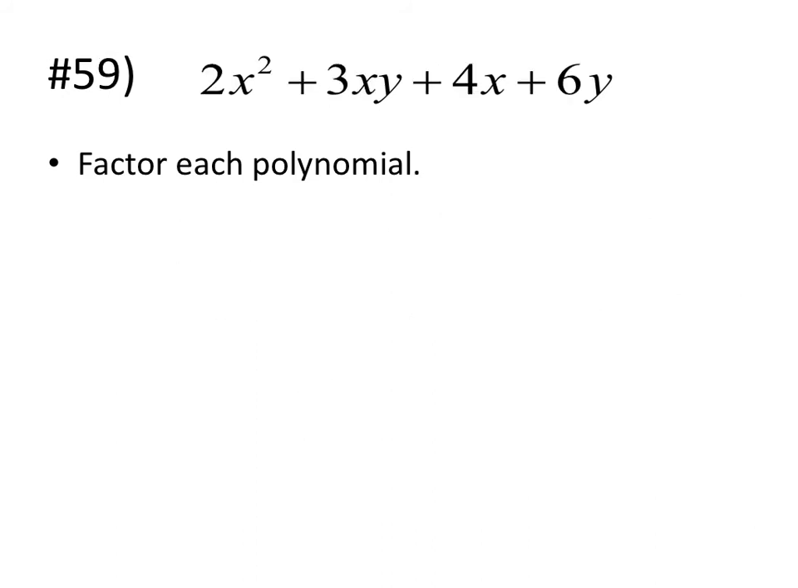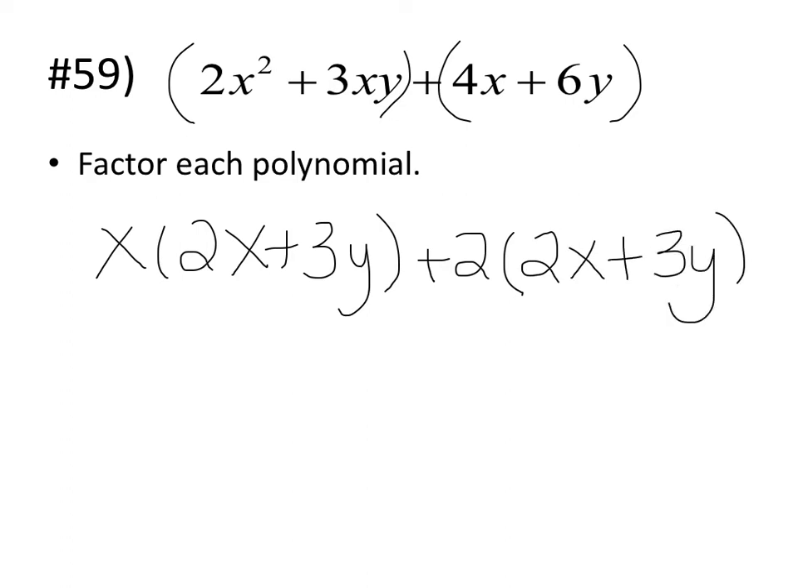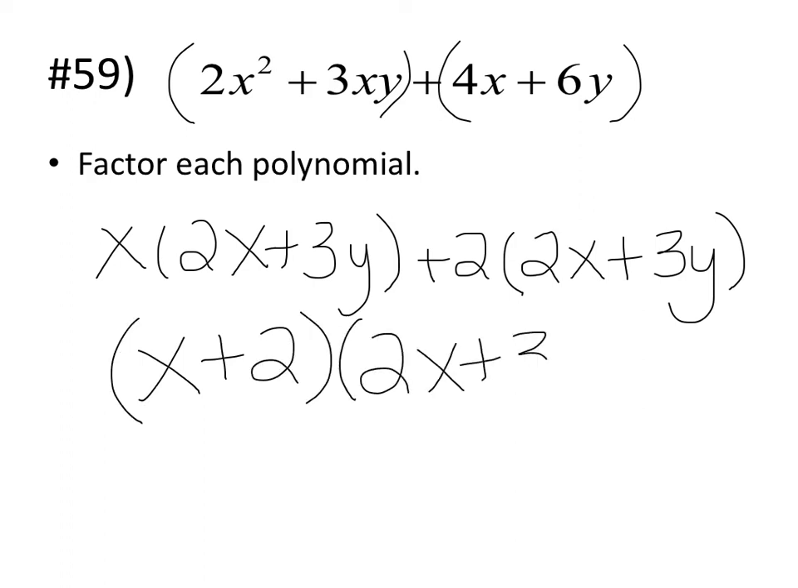All right, now we're going to factor by grouping again. Because my third term is positive, we don't have to worry about factoring a negative out of the second group. So what do 2x squared and 3xy have in common? Just an x. So you're left with 2x plus 3y. And what do 4x and 6y have in common? Just a 2. So we're going to factor out a 2, which leaves me 2x plus 3y. So you've got x plus 2 on the outside, and on the inside you've got 2x plus 3y.